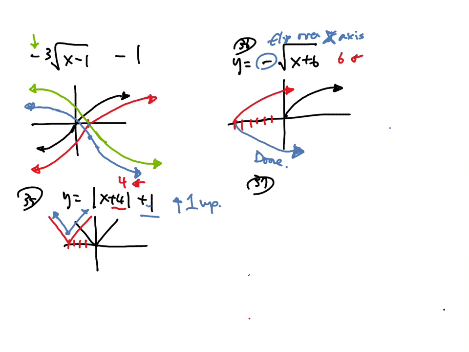Number 37. You have 37 is basically 36 minus 1. So I'm just gonna borrow the problem from previous. Minus 1 means we move it 1 down. So it looks like that. Okay, I like that. That's not bad.